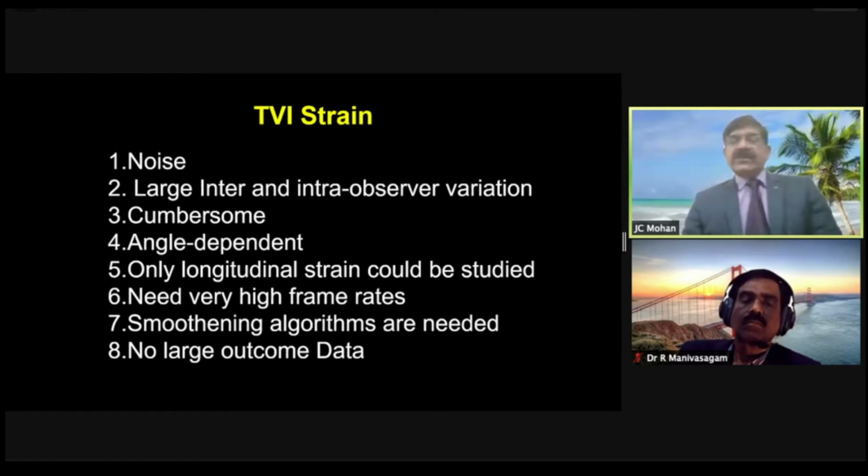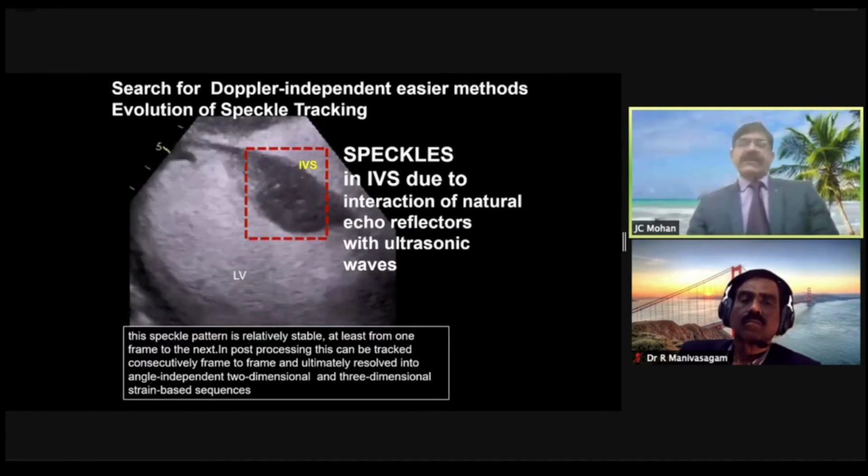Only longitudinal strain could be studied, and it needed very high frame rates. Smoothing algorithms were needed because there was a lot of noise, and smoothing algorithms for various vendors were so different that the values would change remarkably, and there were no large outcome data. So we were looking for strain imaging, but tissue velocity imaging had caveats and drawbacks. To overcome these pitfalls, we moved on to what is called acoustic speckle tracking.